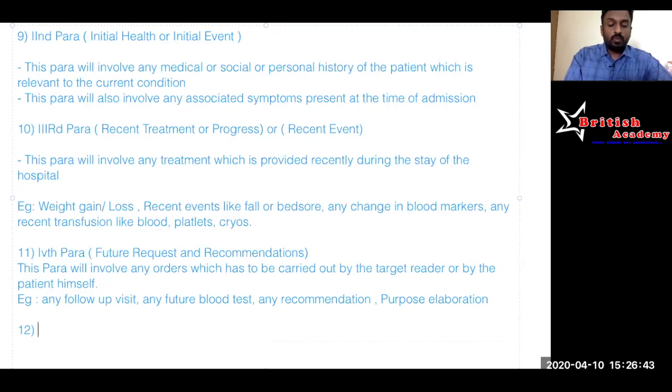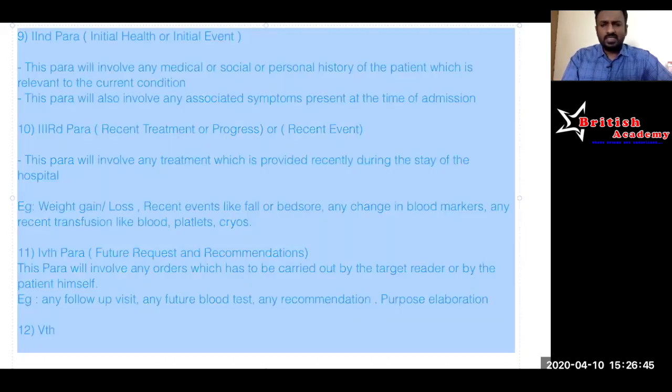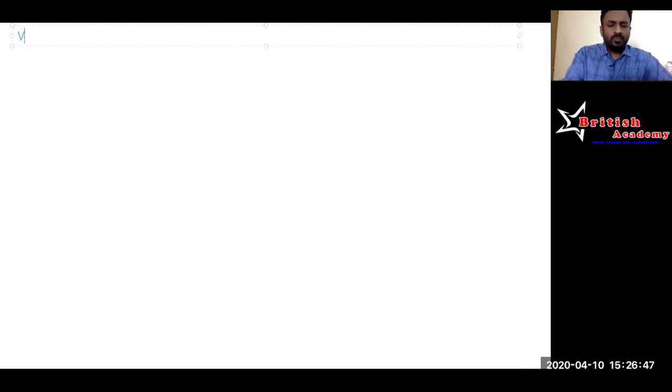Then leave one line. The 12th point is your fifth para. I'll just erase this and write it on a new page. Fifth para, leave one line. This is your 12th point. The fifth para is nothing but closing. In closing, you just close your letter. This is just a closing.